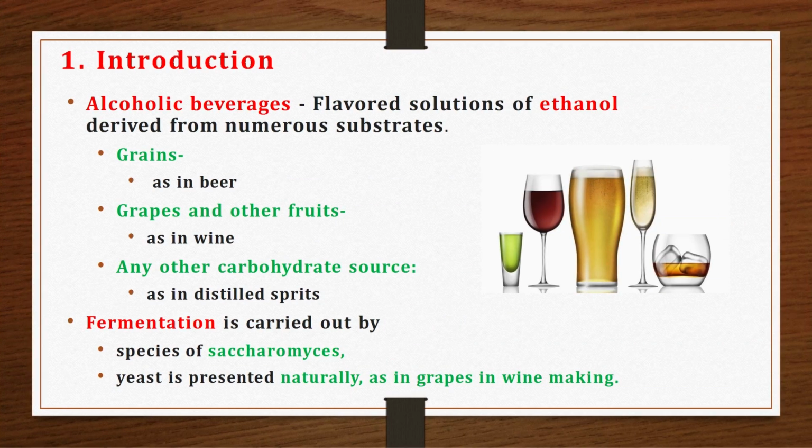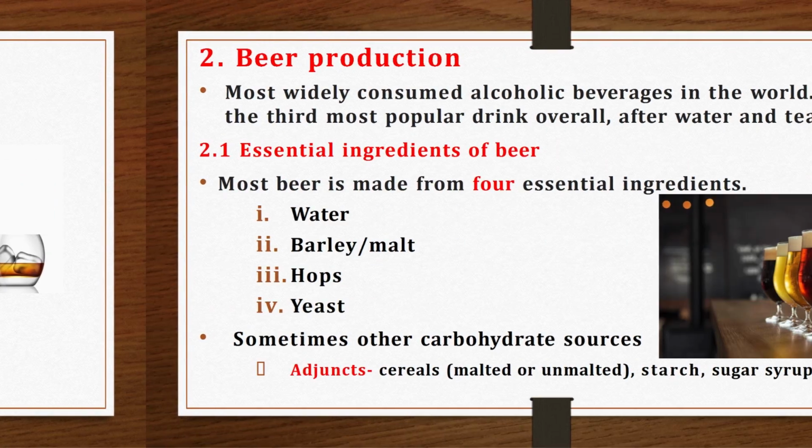Following this, let's begin with a brief introduction. Alcoholic beverages are essentially flavored solutions of ethanol derived from numerous substrates. For example, we have grains, as in beer, grapes and other fruits, as in wine, and really any other carbohydrate source, as we see in distilled spirits. The magic behind this is fermentation, which is carried out by species of Saccharomyces yeast. Sometimes, this yeast is present naturally, like on the skins of grapes in winemaking.